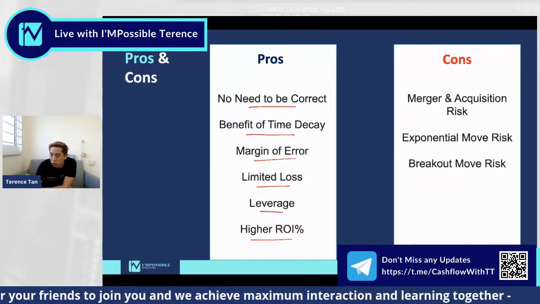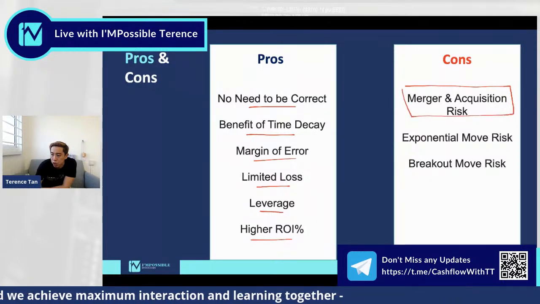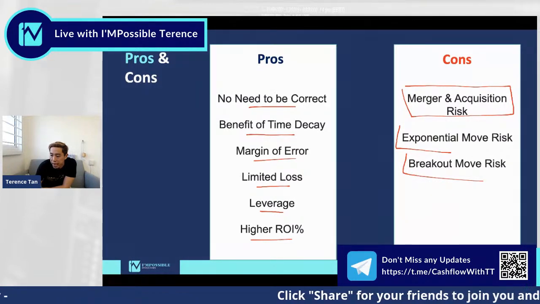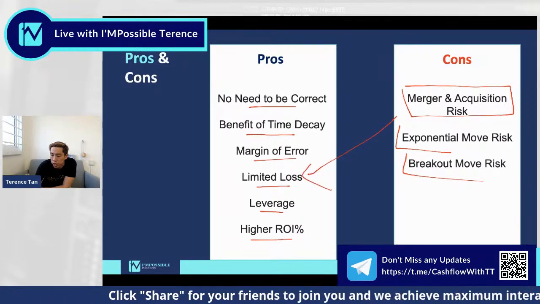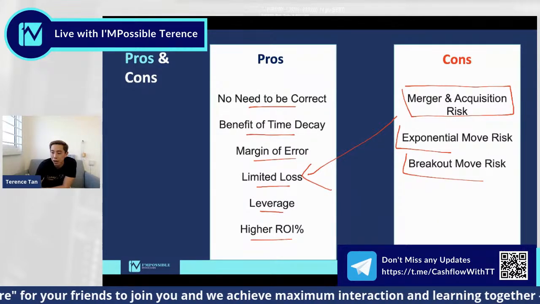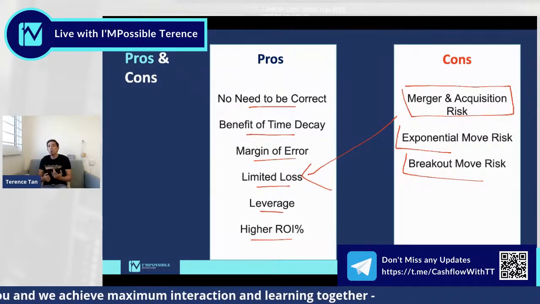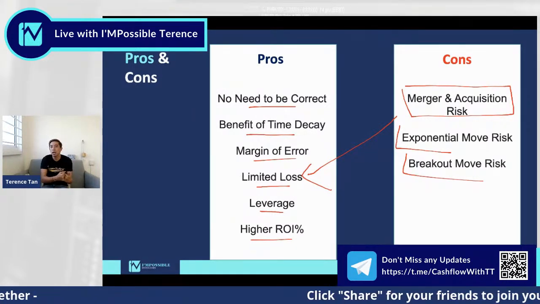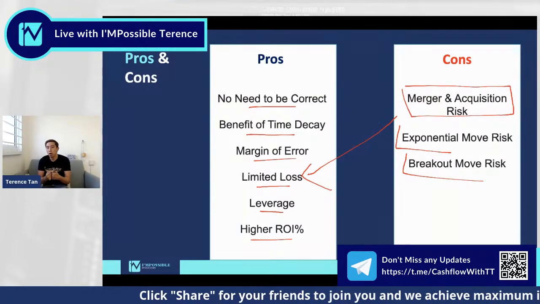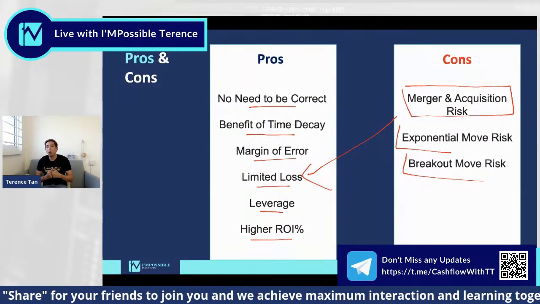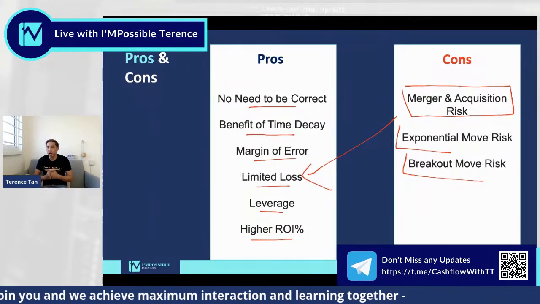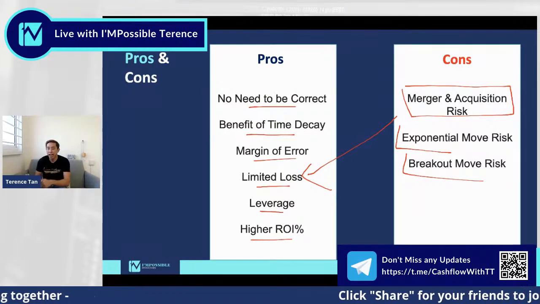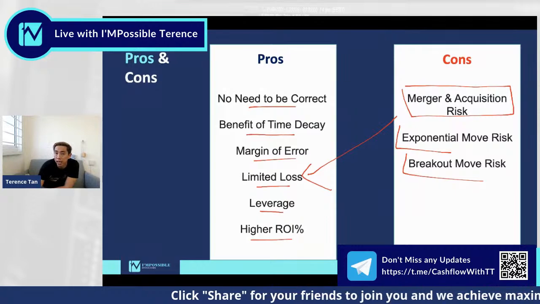Now, the risk over here still stays at merger and acquisition, exponential moves and breakout moves. But we are now protected by this pro, which is called limited loss. So I hope you see, while we pocket much less selling and adopting a call spread strategy, being an insured call seller, you are also taking on much lesser risk upfront. So this is definitely a good hedge, looking at all the exponential risks that can come with selling call options.